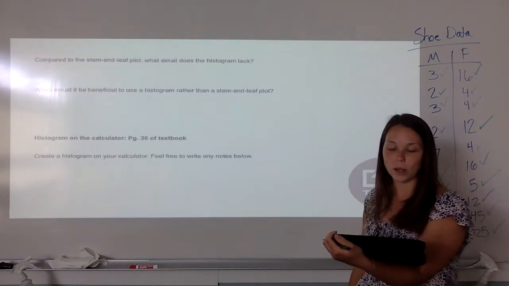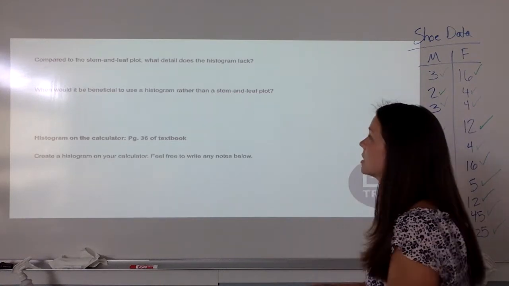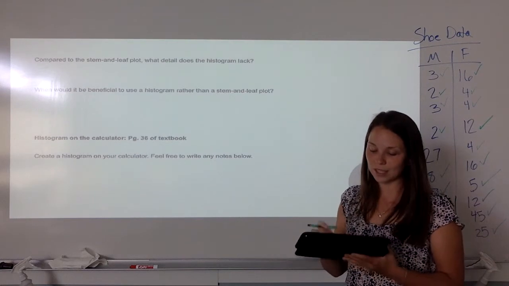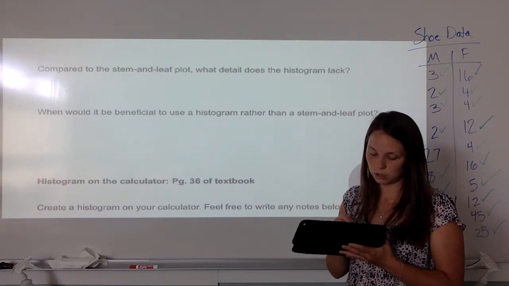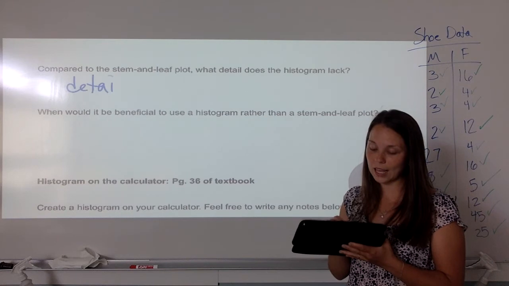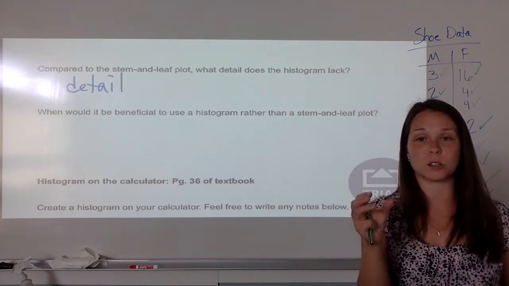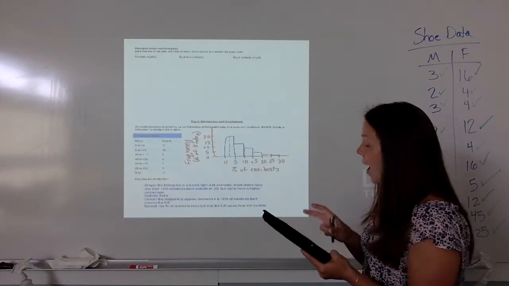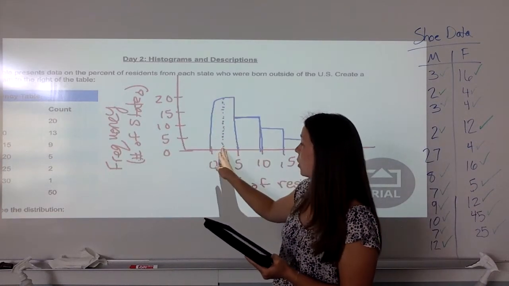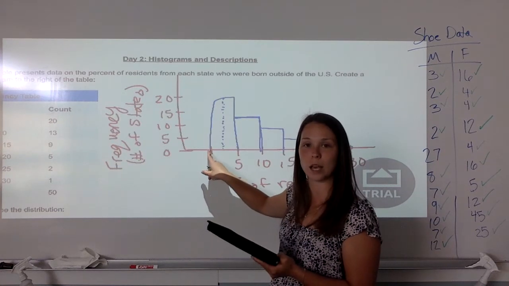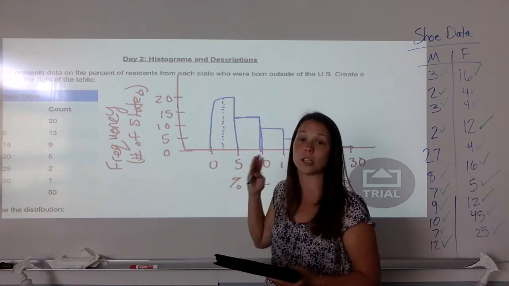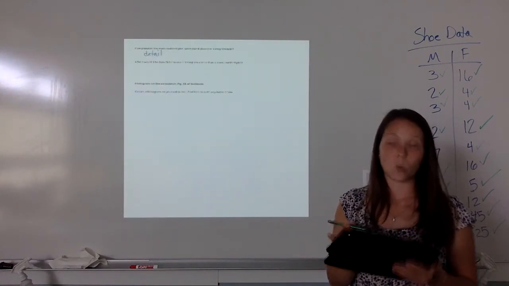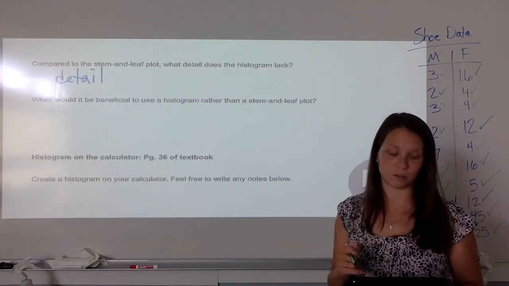The very last thing we're going to talk about in 1.2 is, compared to the stem and leaf plot, what details does the histogram lack? I've already kind of talked about this: it lacks detail. I can't see specific data values because they're all grouped together in this bin. In that example of the histogram, I don't know how many of these 20 states are closer to the 0% or closer to the 5% range. I just don't have that information. It's lacking that detailed piece, whereas in a stem plot, I do have all that information.